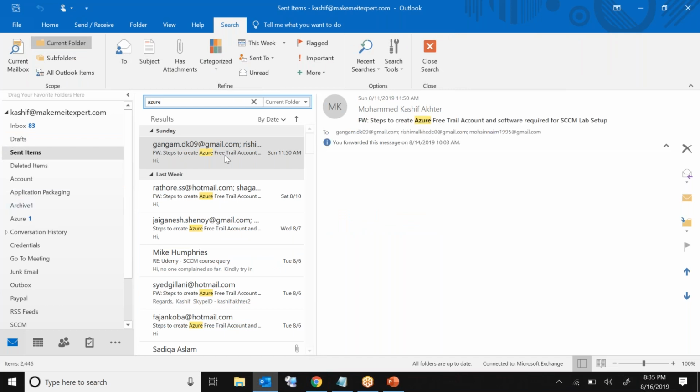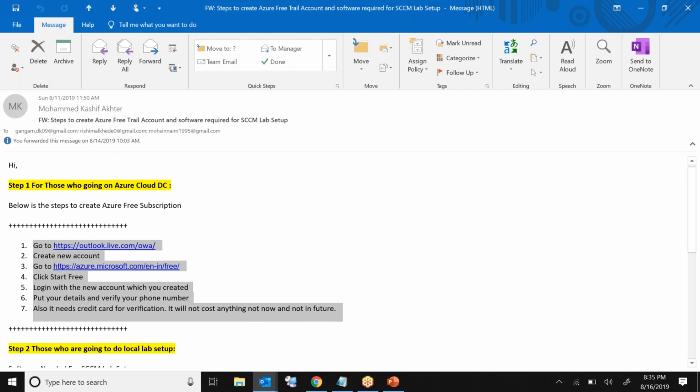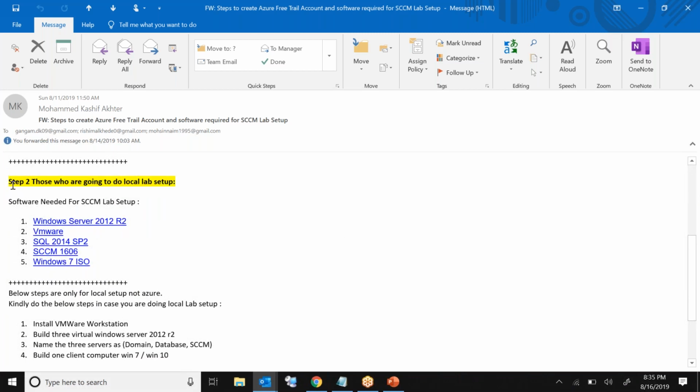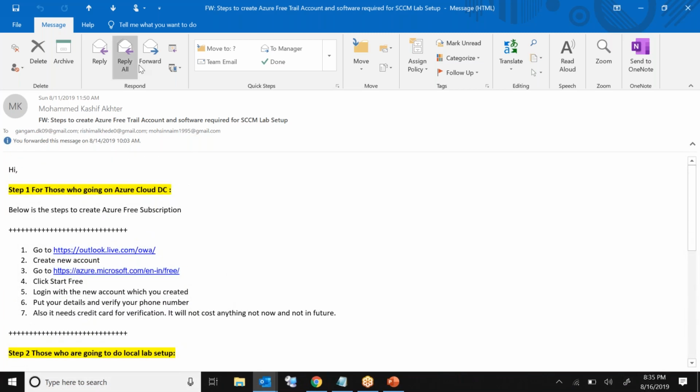Now, there are two parts in this email. If you are going on Azure, Srilata, if you would like to set it up on Azure, you just have to perform from point number 1 to 7. That's it. You don't have to do anything else. The same goes for you, Uttam. And if you would like to go on a local setup, then you will have to download these things on your computer and follow the below steps to keep the setup ready before tomorrow's session so that we can proceed further.